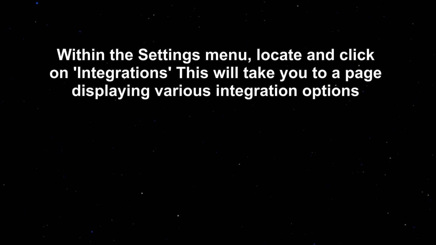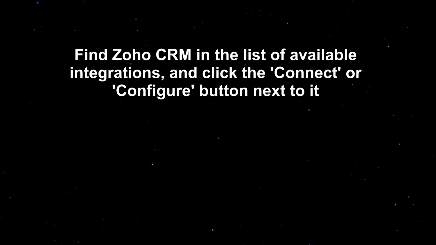Within the Settings menu, locate and click on Integrations. This will take you to a page displaying various integration options. Find Zoho CRM in the list of available integrations and click the Connect or Configure button next to it.